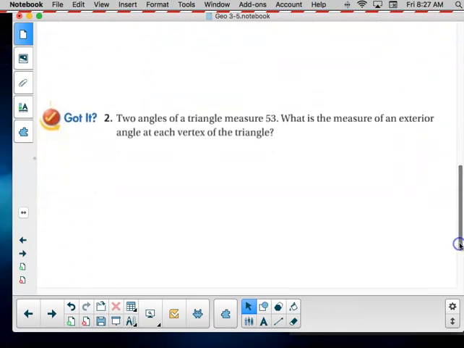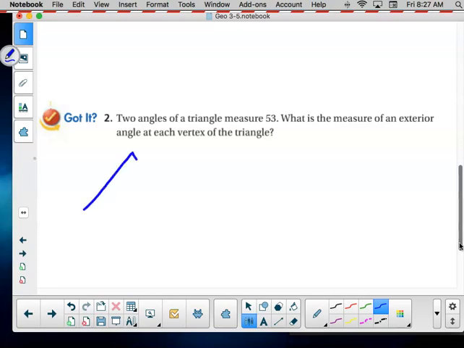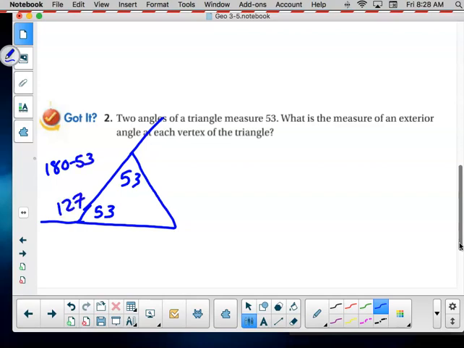Now, two angles of a triangle measure 53 degrees. What's the measure of an exterior angle at each vertex of the triangle? So right now, two measures, and this is 53, this is 53. So remember, there's an exterior angle at each vertex. So 180 minus 53 gives me 127. And so this is also 127.